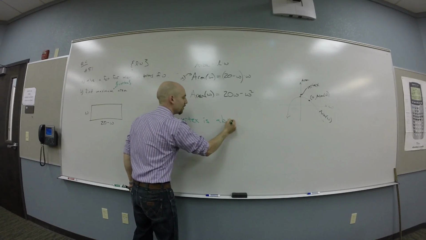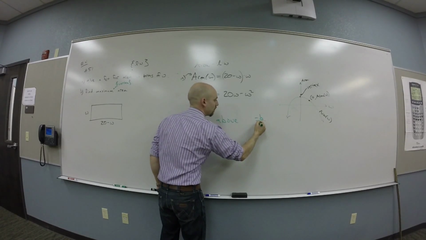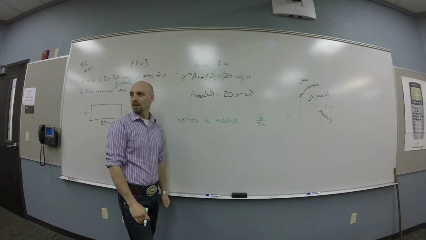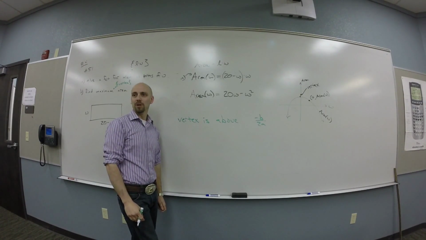Okay, so I need to remember the vertex is above negative b over 2a, right? Is it an x in this case? You guys all see that? It's a w in this case, right?